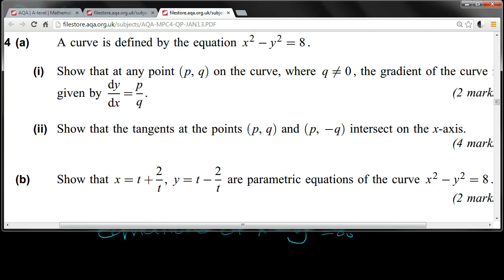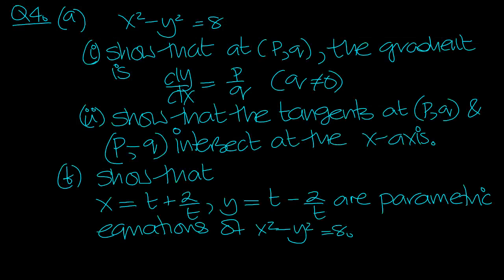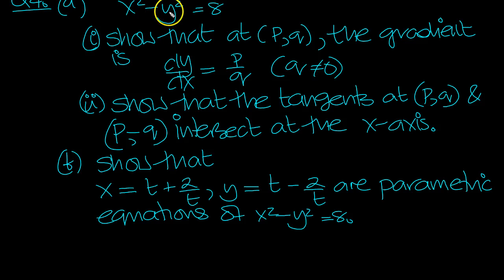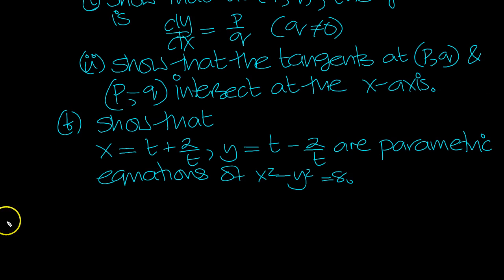So it's worth having a go at it before we look at the solutions. Here's the question in summary form. So let's have a look at this now. X squared minus y squared equals 8. We want to get dy dx. So A part 1.